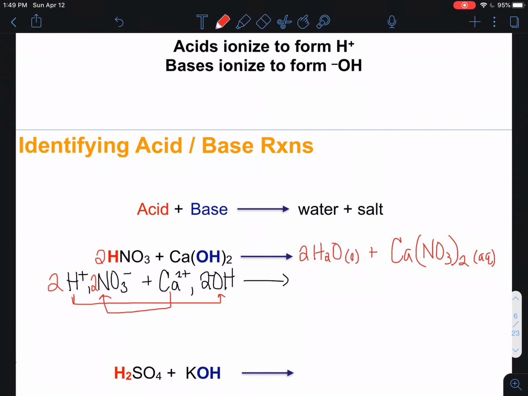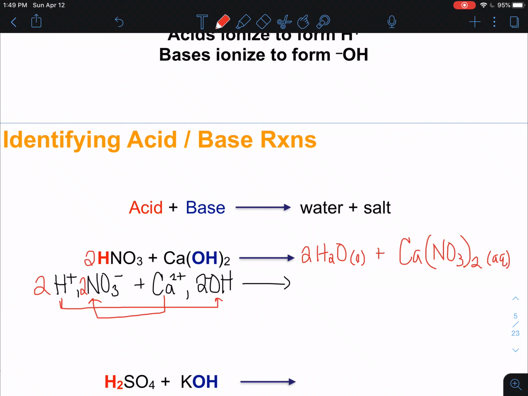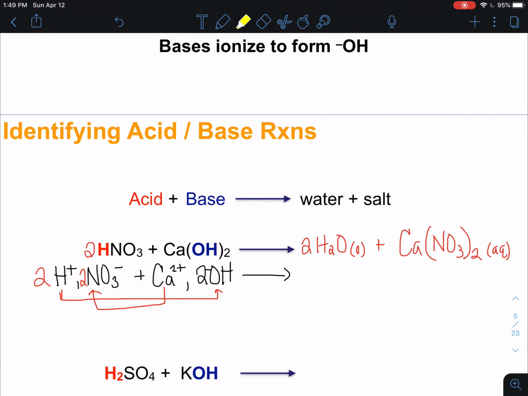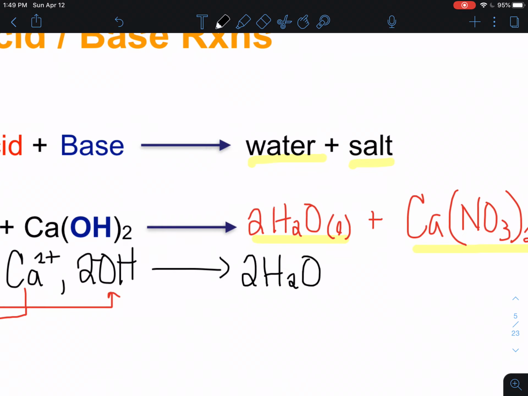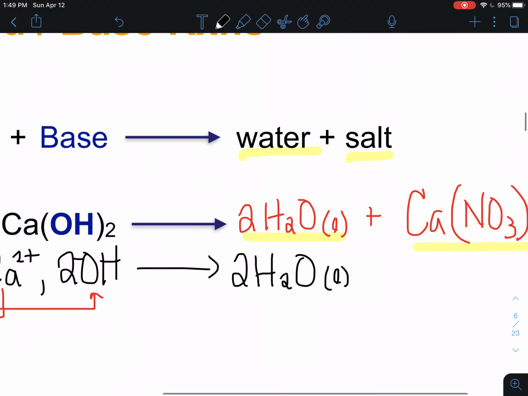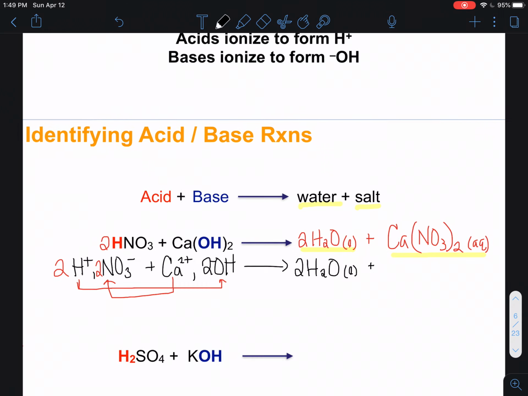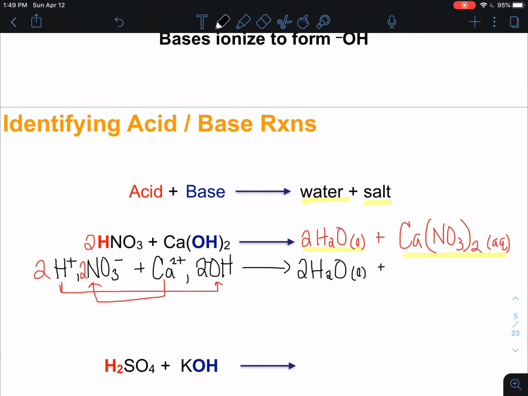All right, so just to make sure, did it form the products that we wanted? We're looking for a water, and look, there's your water, and a salt, and there's your salt right there. And just to complete the whole thing, let's do the total ionic. For the total ionic, because this is water, we have to bring this down. This is a molecular compound, right? It's not ionic. And then our calcium, since it's aqueous 2 plus, we're going to break it up.